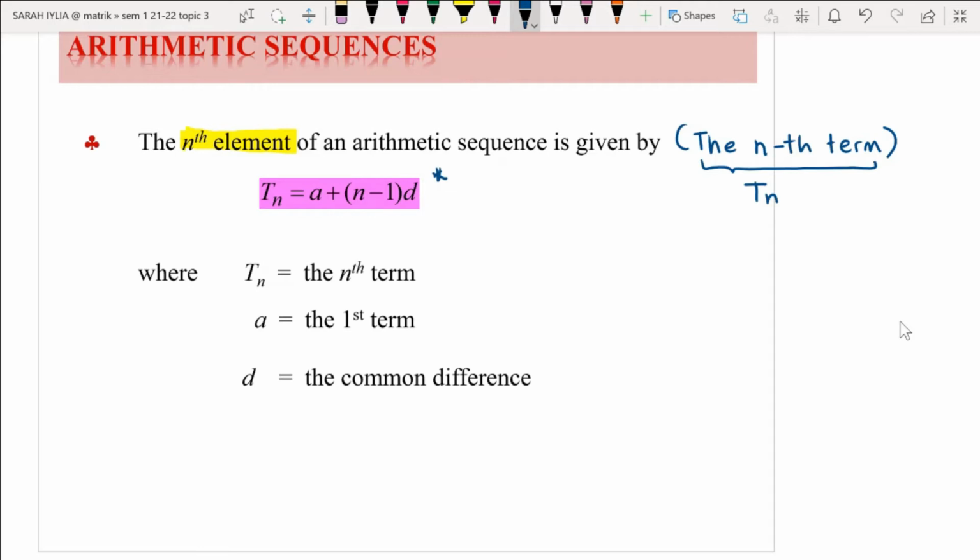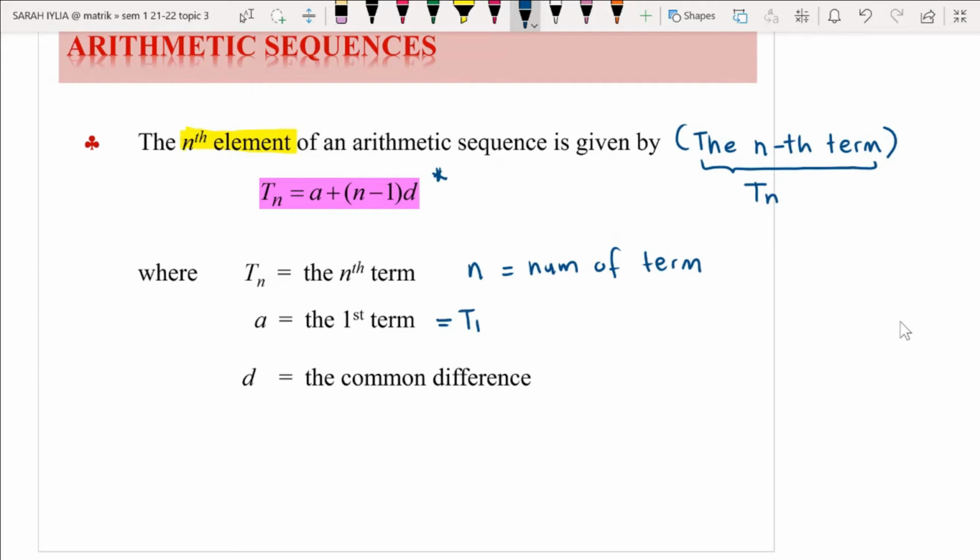So, what is each of these things yang ada dalam formula ni? Banyak huruf kan? So, first, the nth term. Tn tu the nth term. And then, kita ada n. n represents the number of terms. Bilangan term kita ada berapa. After that, we have a. a is our first term or our T1. And then last one, d. d stands for common difference.